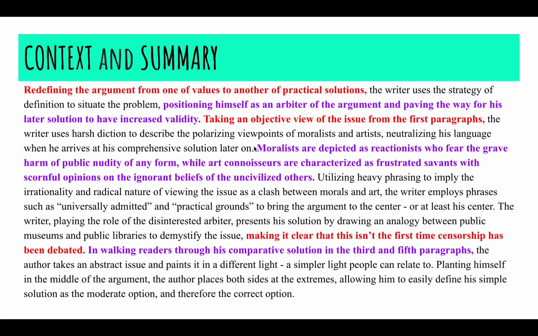And for those who haven't read the nude statues essay, essentially, it is a writer arguing for the inclusion of somewhat obscene, well, he doesn't consider it obscene, art, even at the expense of moral value. And the way he compromises the issue is to say find a separate room, like they do in libraries, to host the art pieces. So make it clear that this isn't the first time censorship has been debated. This is part of the context as well, and then summary.